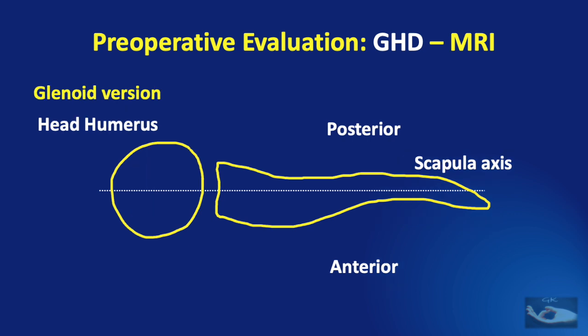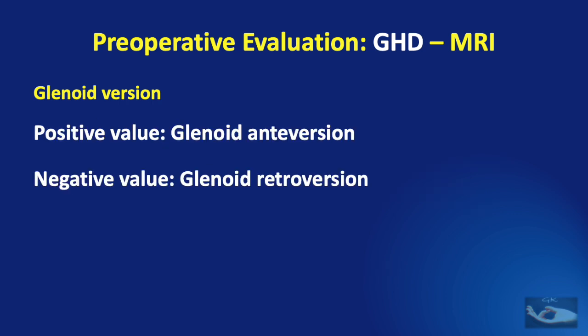The glenoid version angle is calculated as follows. A line is drawn between the anterior and posterior aspect of the glenoid margin. The angle alpha formed between this line and the axis that we had marked earlier is measured. The value we get after subtracting 90 degrees from this alpha angle measurement is known as the glenoid version angle. If it gives a positive value, it indicates glenoid antiversion. If it gives a negative value, it indicates glenoid retroversion, which is characteristic in birth brachial plexus palsy.